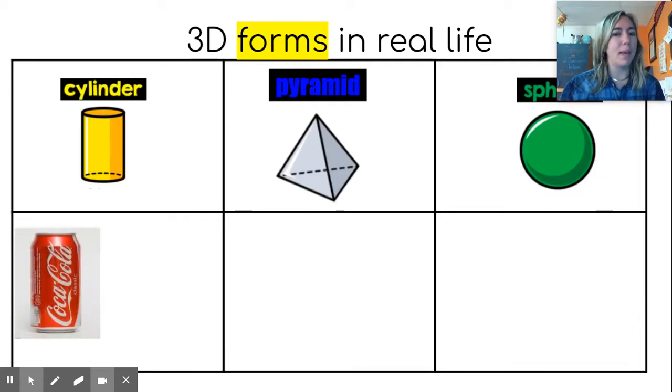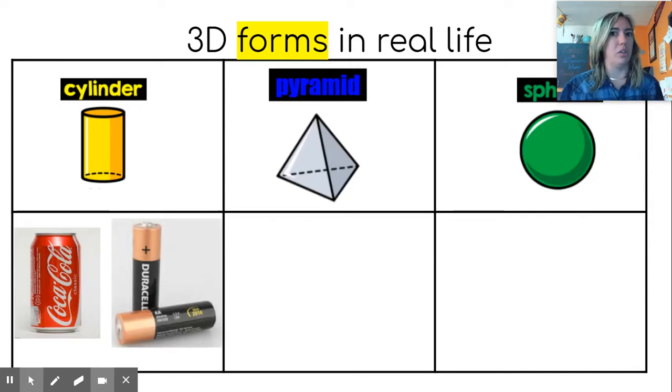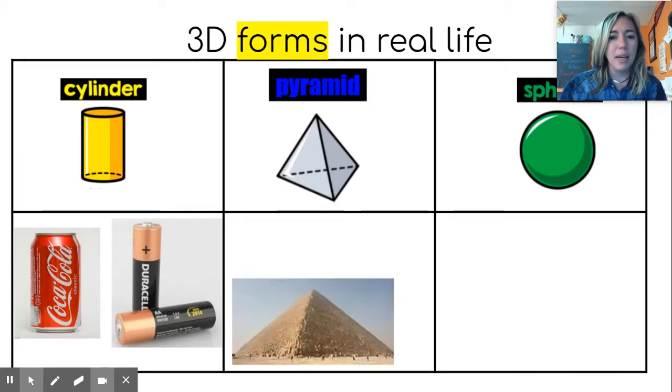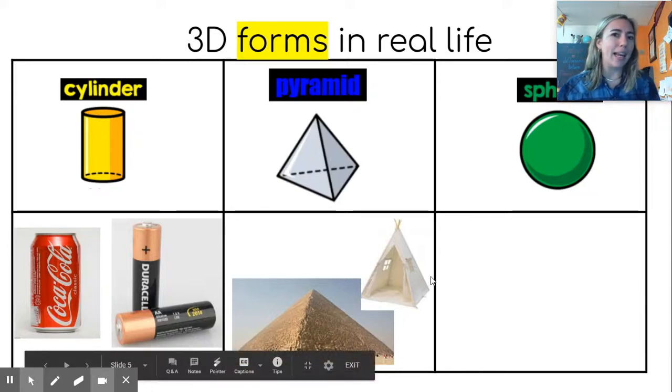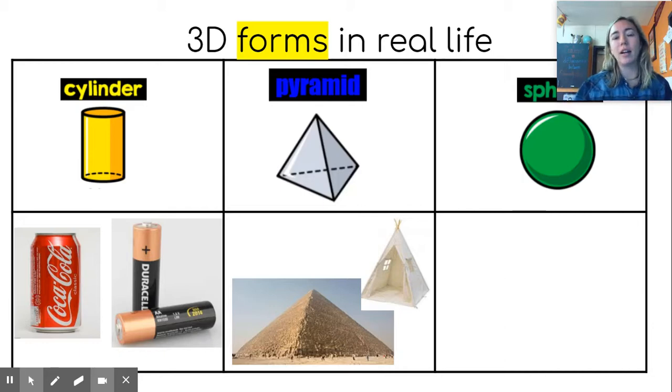Cylinders. Well, maybe you have a soda or some sort of can. You could use a soup can, of course, any canned food. Also batteries. Batteries are in the shape of a cylinder. Pyramids, well, we all know about the great pyramids that the Egyptians built. Can't really have those at your house, but you could. Maybe you have something like a clay teepee that you have. Some tents are also in the shape of a pyramid.